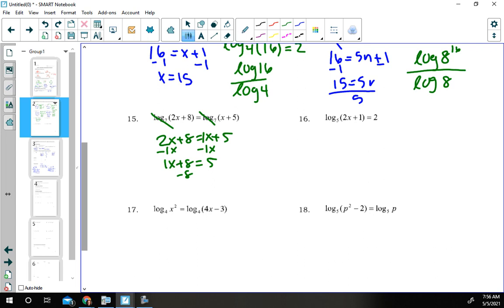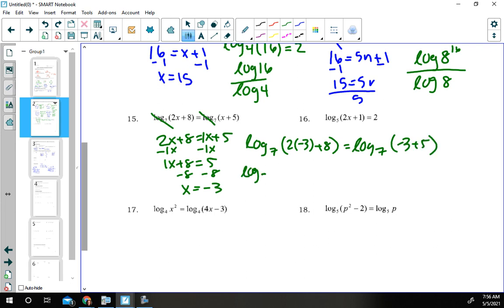So I got x is equal to -3. Now I got to check it. So log base 7 of 2 times -3 plus 8 is equal to log base 7 of -3 plus 5. Okay, if I simplify here, 2 times -3 is -6 plus 8 is 2. -3 plus 5 is 2. And then if I type log base 7 of 2 in my calculator, it does work. It won't give me an error in my calculator, it'll just give me a pretty ugly decimal.